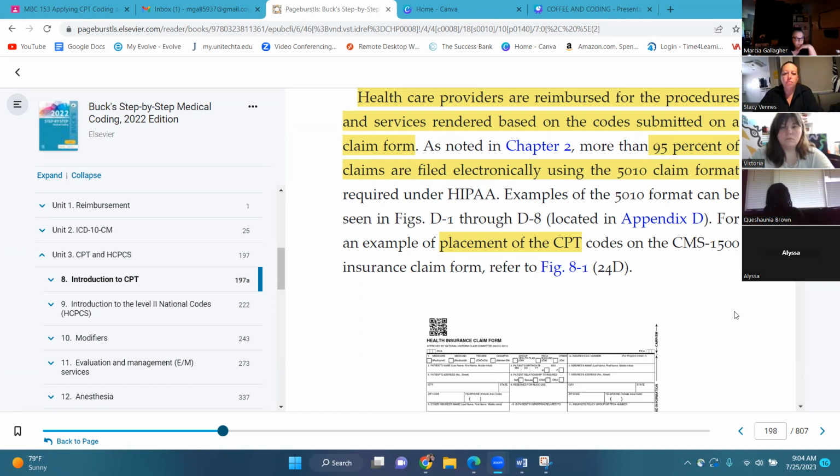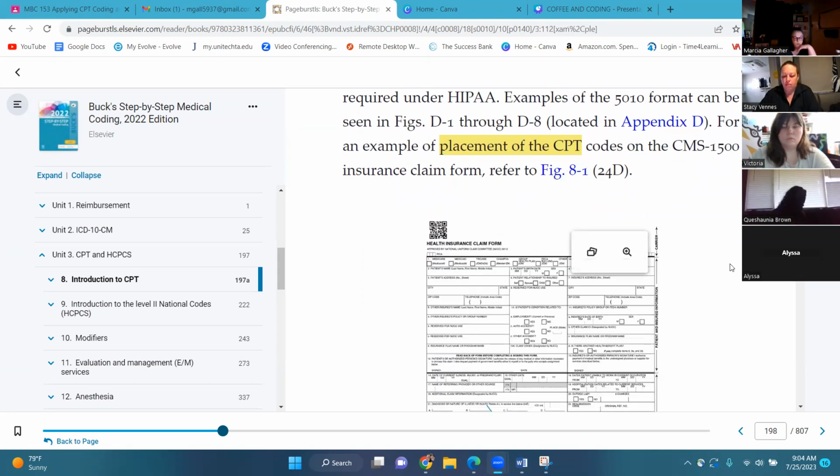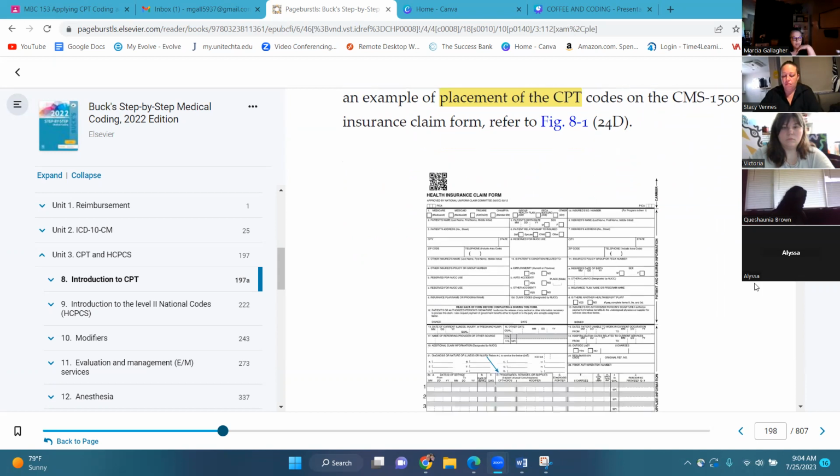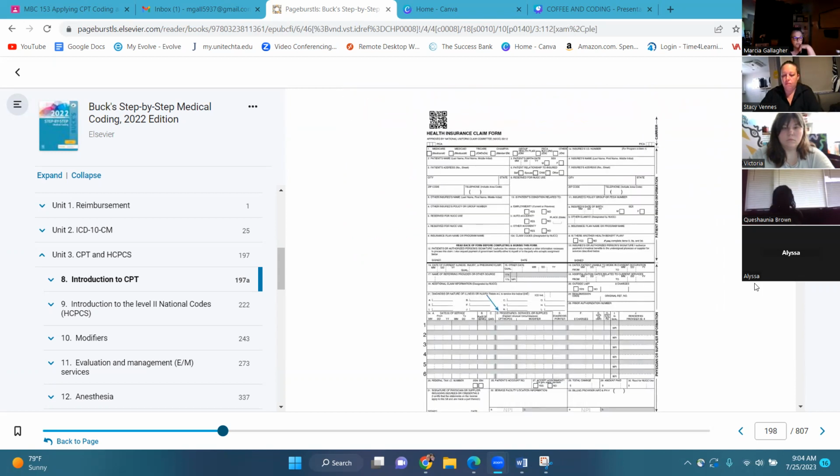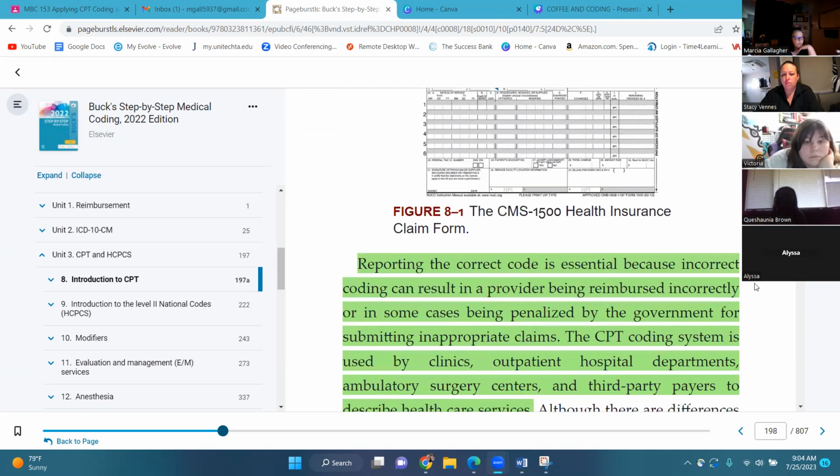The paper form is the 1500 form. And this is what the paper form looks like. And I think that we've gone over a little bit of this before, but these forms are important. Reporting the correct code is essential because incorrect coding can result in a provider being reimbursed incorrectly, or in some cases being penalized by the government for submitting inappropriate claims.